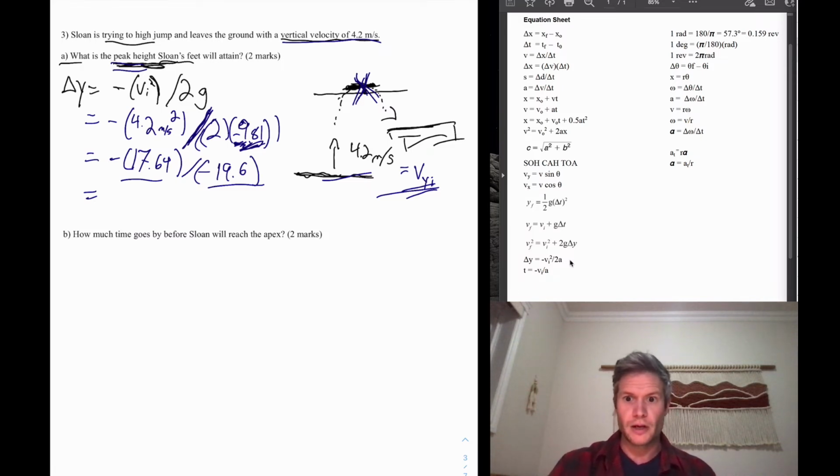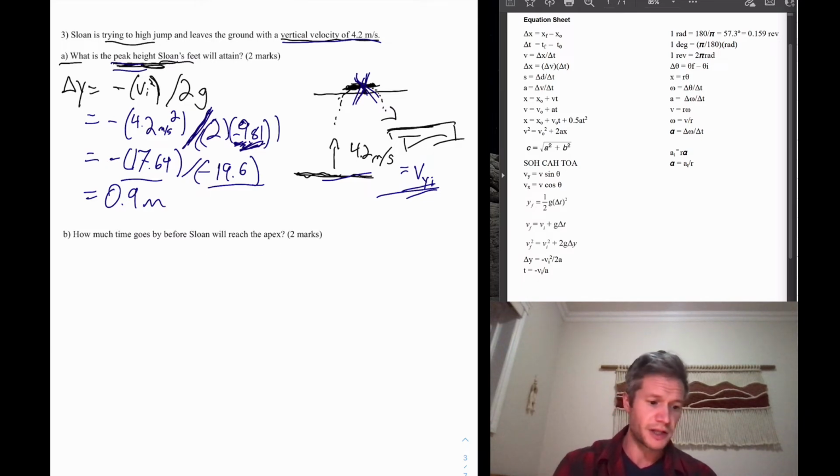I'm going to punch that into my calculator now. I think I remember doing this before, so it's 0.9 meters, or like 0.889, and then you round up. We're just making that change now on the answer sheet for you. So there we go. At the peak, we've gone 0.9 meters for Sloan.